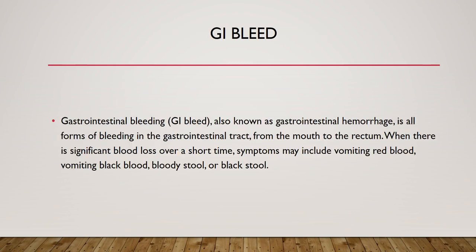All right, so I think this might be the last one. So GI bleed, gastrointestinal bleeding, also known as gastrointestinal hemorrhage, is all forms of bleeding in the gastrointestinal tract from the mouth to the rectum.